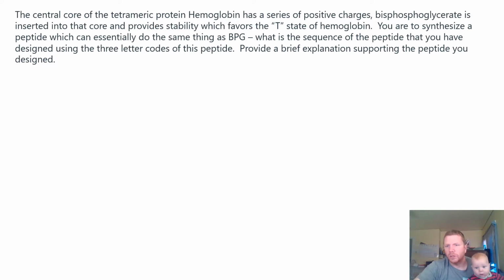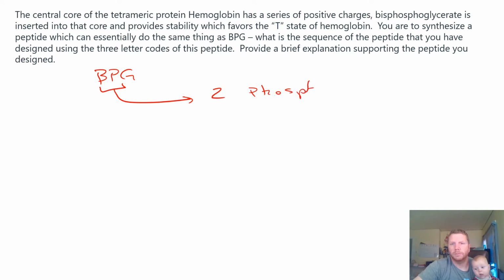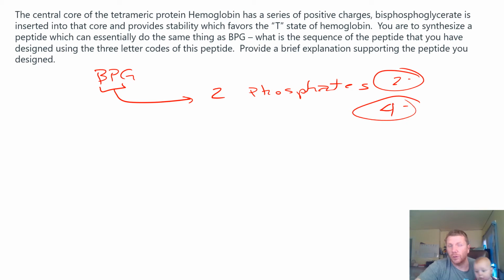Okay, so for this question, one thing that I want you to remember is what BPG is. Bisphosphoglycerate, one thing that I want you to take away from it is that we've got two phosphate groups. Those two phosphate groups are going to bring a total of 2 negative charges. So you want a grand total of at least 4 negative charges. Bisphosphoglycerate has a grand total of, I believe, 5 negative charges, but I'm looking for a peptide that provides a total of 4 negative charges.